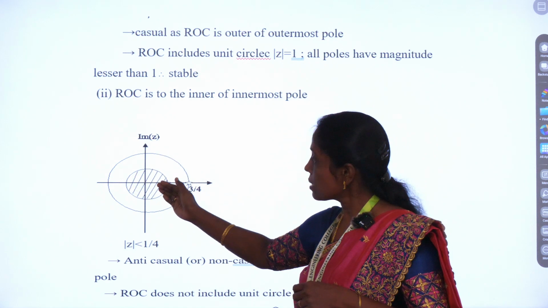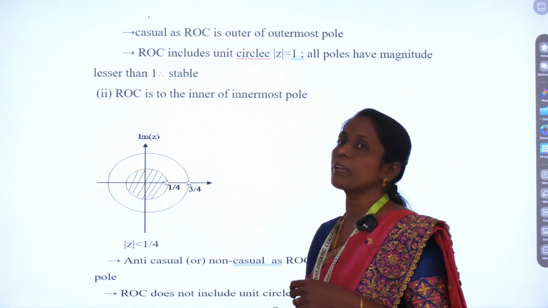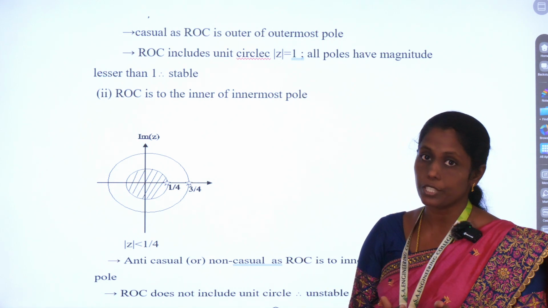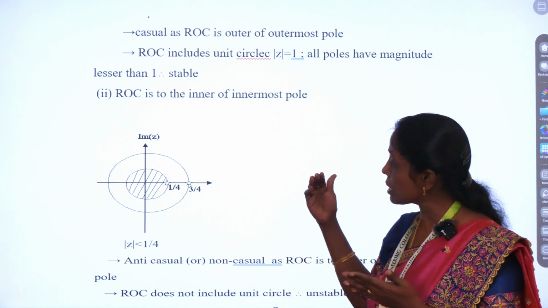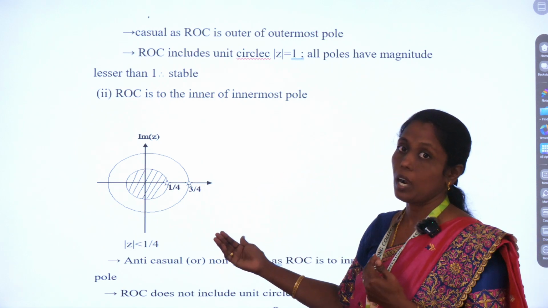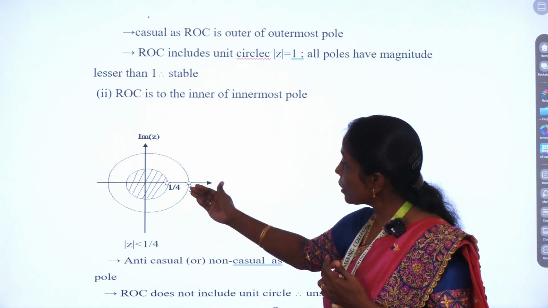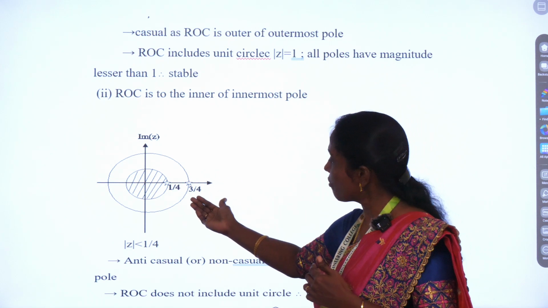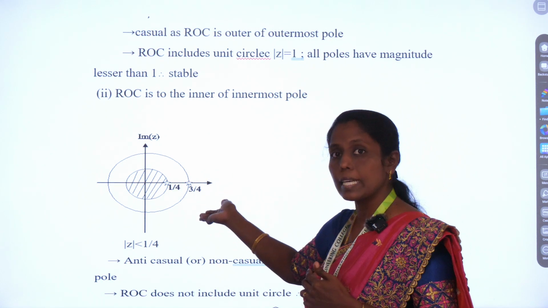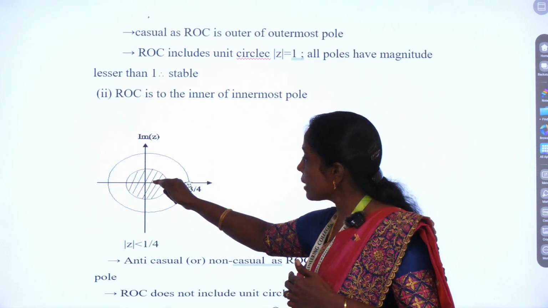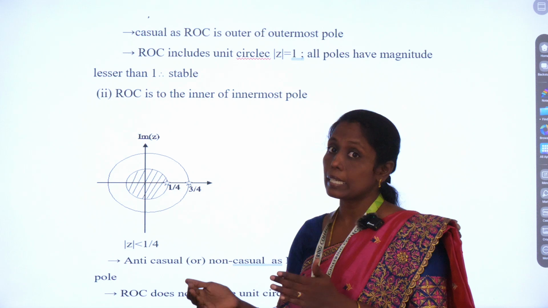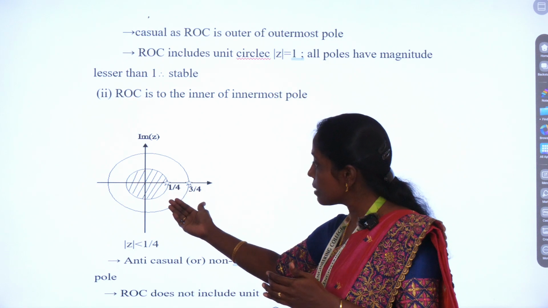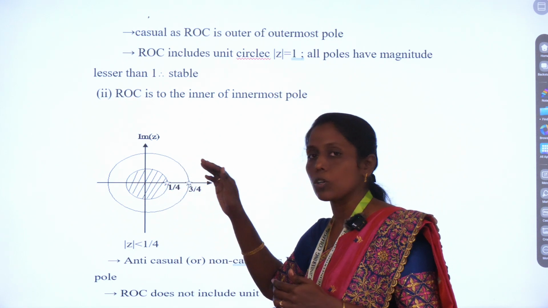Now, as this ROC lies inside the circle of radius 1 by 4, what is the condition of causality? The condition is the ROC should lie outside the outermost pole. Out of the outermost pole means obviously it should lie here only, right? But is it lying here? No, it is not lying here. It is lying inside the circle, innermost. So the condition is not satisfied. We can't say that the system is a causal one. It is an anti-causal system.